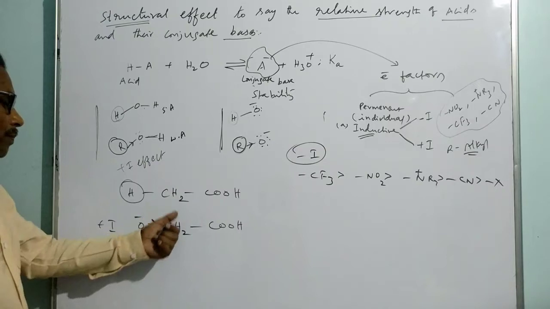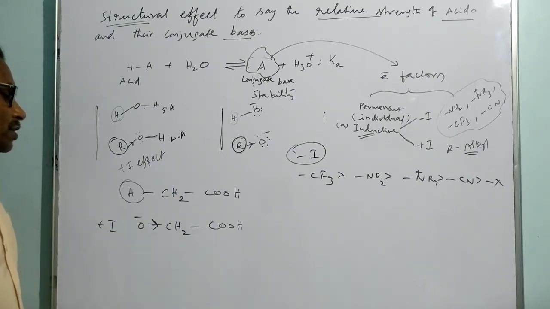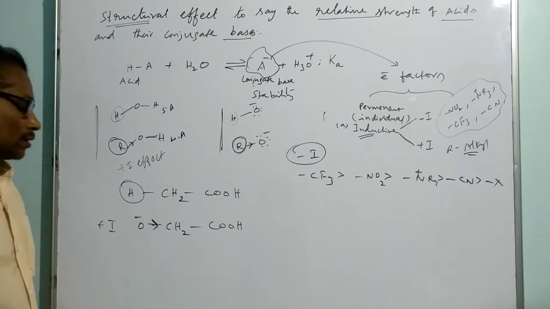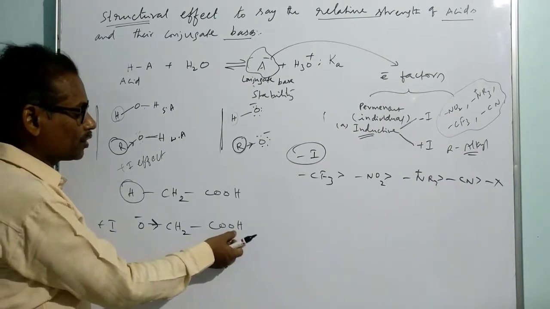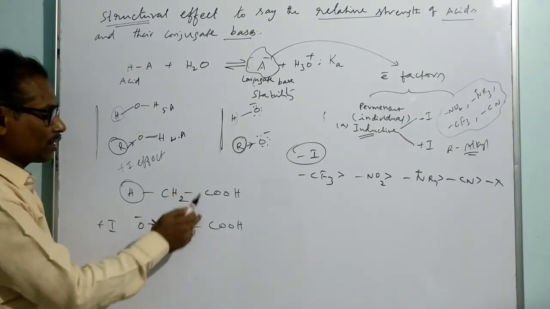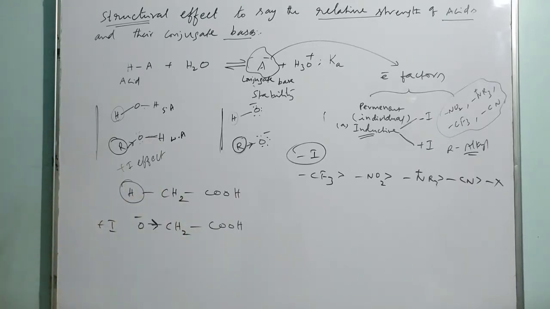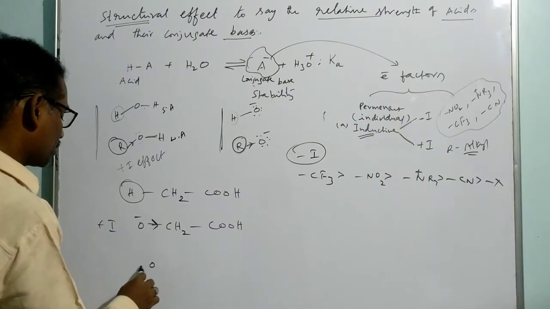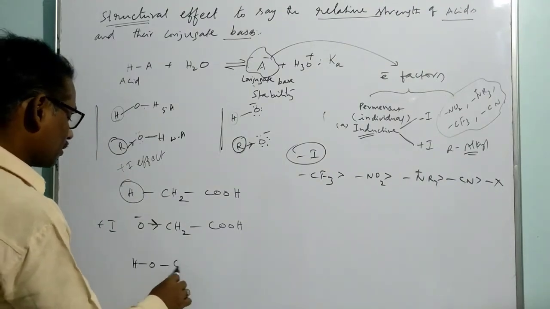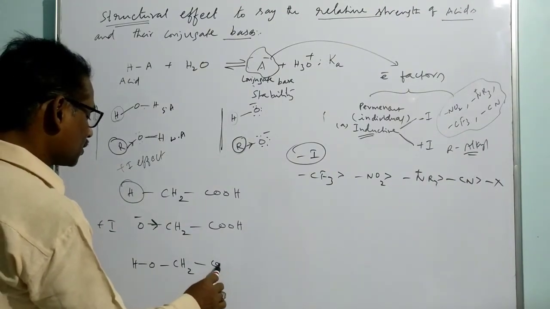So if you compare these two species, which species is the stronger acid? Here the positive inductive effect appears, which minimizes the bond polarity of OH. So the first one is a stronger acid than the second one. Otherwise, in place of hydrogen, let me put OH: CH2COOH.